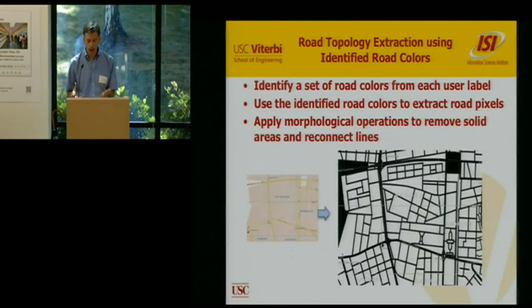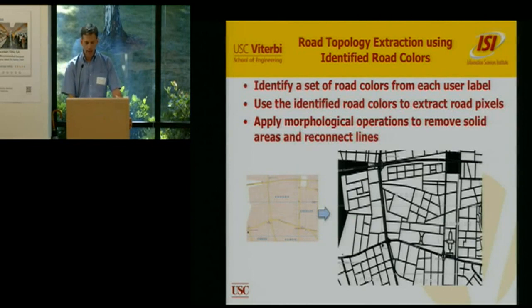and then generate a map that looks like something on the right here. So you can see we went from this map on the left, which originally contained lots of different colors in it, to the one on the right, which contains mostly the road pixels. And there's a few areas here that are still filled in, and we have some ways to remove those. But I'm not going to talk about that today. But we essentially are applying some additional operations on that to get rid of these large solid areas and to reconnect some of these lines.